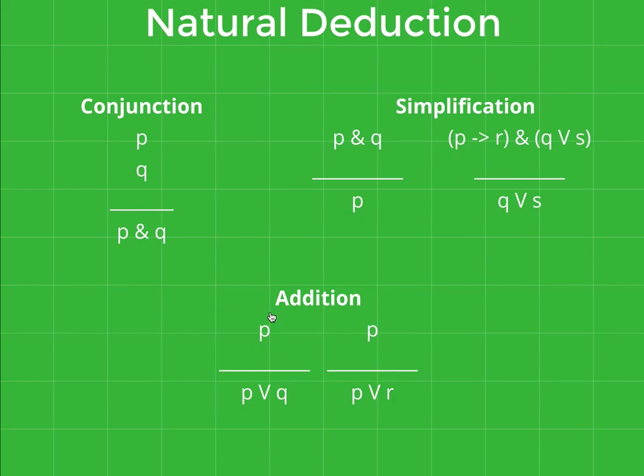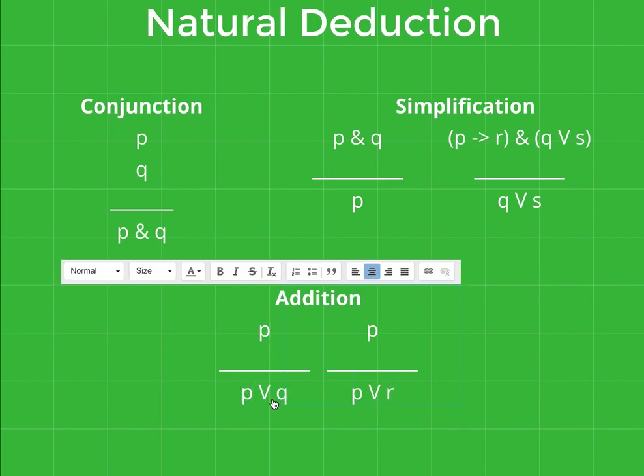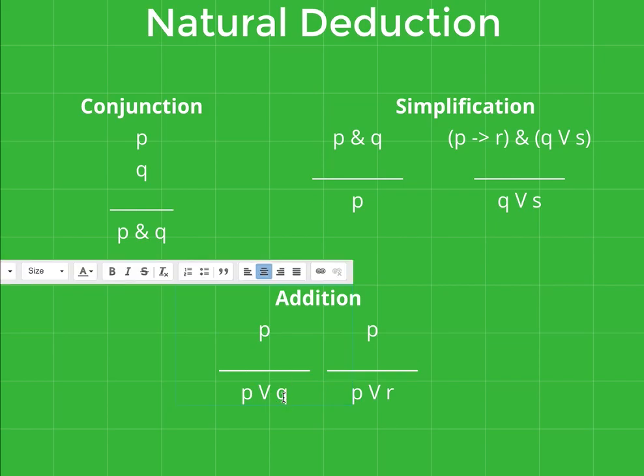Okay, so now let's look at addition. Addition is a rule that's to do with disjunction rather than conjunction. So with addition, what it tells us is that if we have a proof which has any given proposition, say P, on one line, then you can immediately infer a disjunction with that proposition on one side and some other proposition, any proposition at all, on the other side.